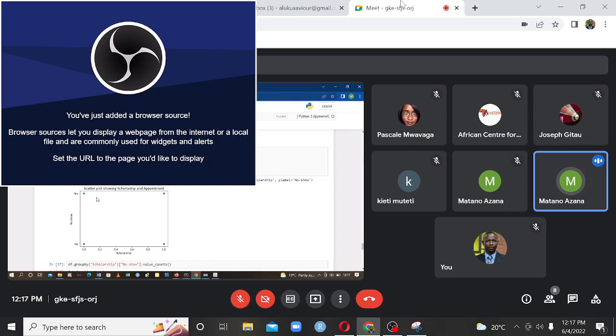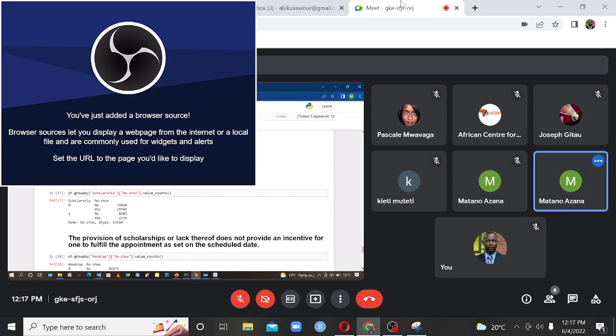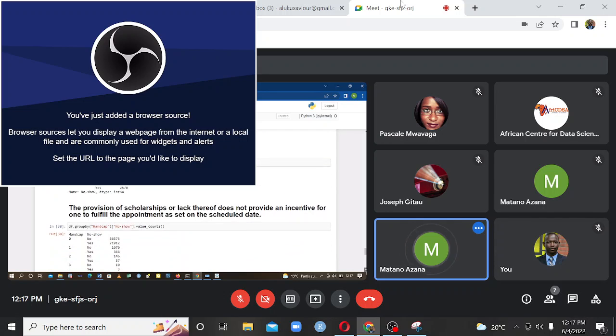As you can see here, the scatter plot shows there is no correlation between those turning up and the scholarship. We cannot plot any correlation using our scatter plot here. As you can see, these are the numbers for those who turned up with or without a scholarship. So I concluded that the provision of a scholarship or lack thereof does not provide an incentive for one to fulfill the appointment as set on the scheduled date.